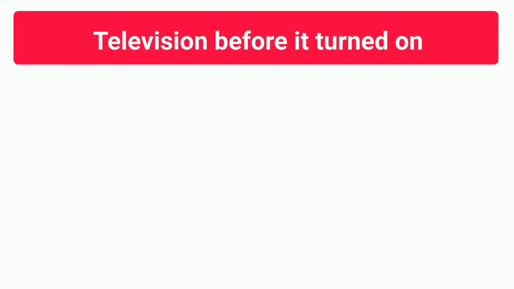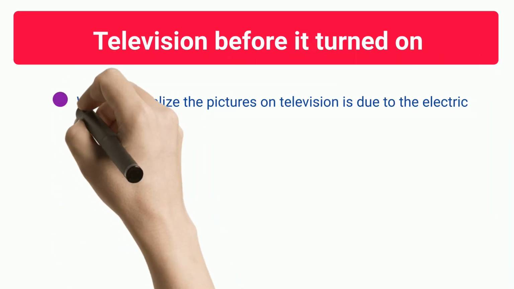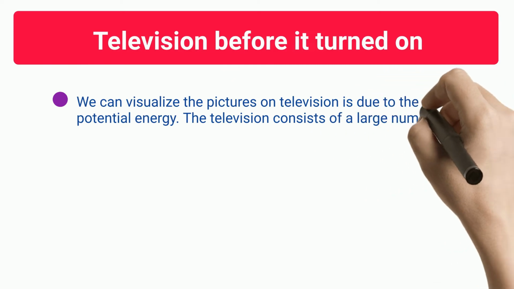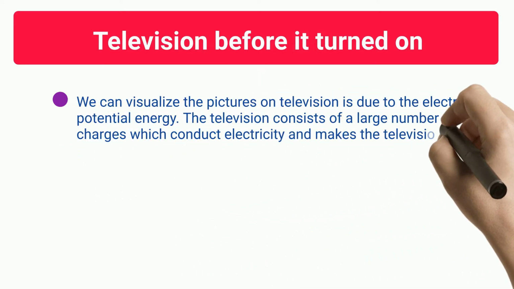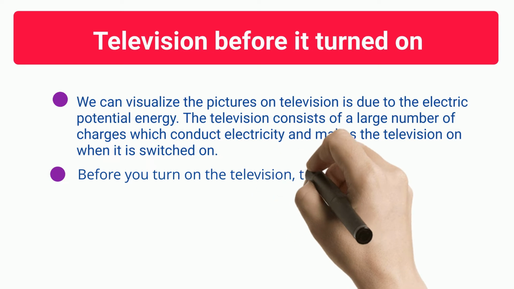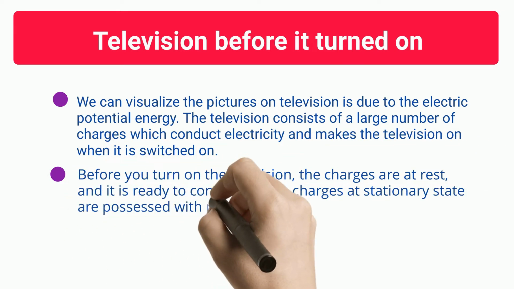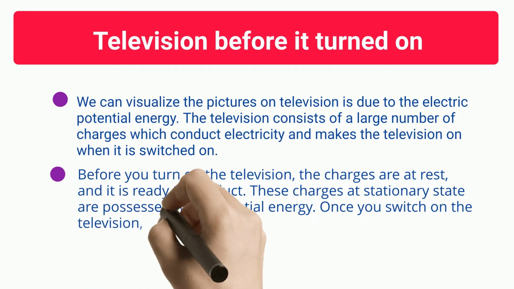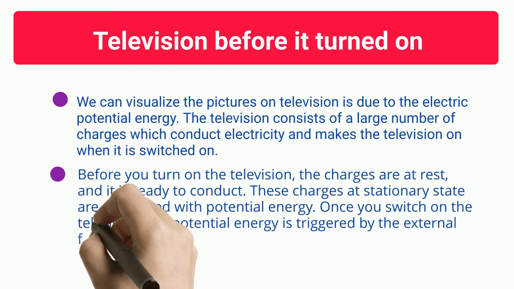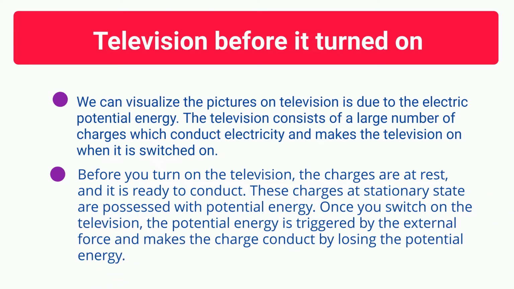Television before it is turned on. We can visualize the pictures on television due to electric potential energy. The television consists of a large number of charges which conduct electricity and make the television turn on when it is switched on. Before you turn on the television, the charges are at rest and ready to conduct. These charges in a stationary state possess potential energy. Once you switch on the television, the potential energy is triggered by the external force and makes the charges conduct by losing the potential energy.